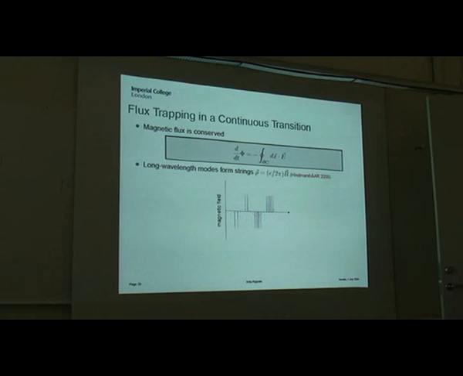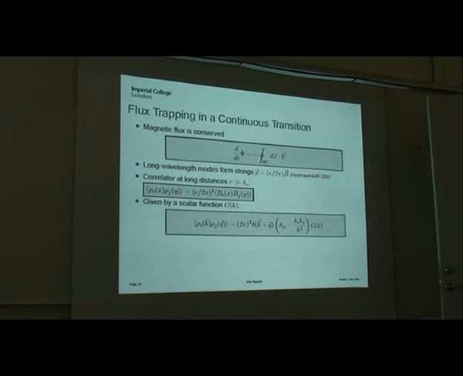So the longest wavelength modes will survive, and just like a uniform field, they will form strings. And the places where the field is pointing this way, you get strings pointing that way, and so on. Let me be a little bit more precise: basically, the correlation function at long distances for the winding number density has to be equal, because the magnetic field is conserved, to a constant times the magnetic field correlation function before the transition.